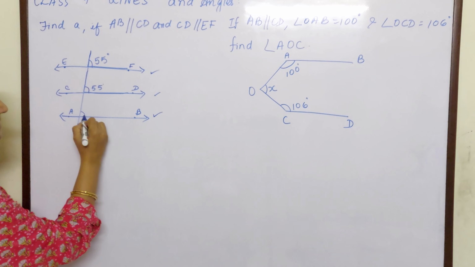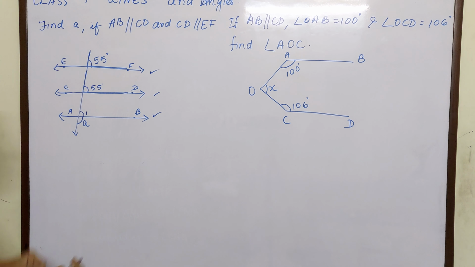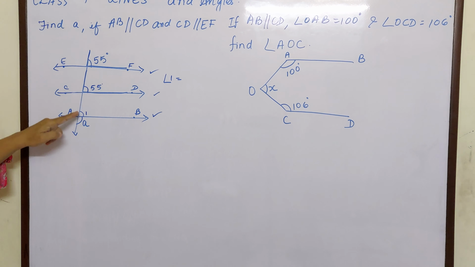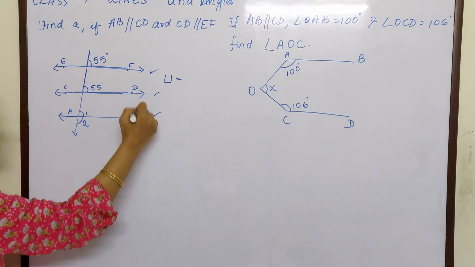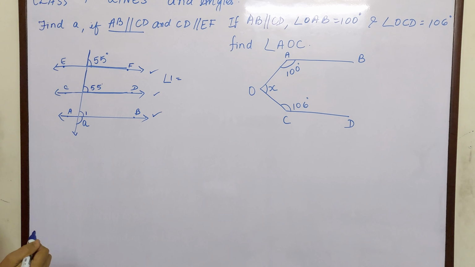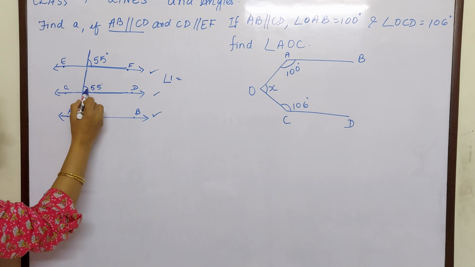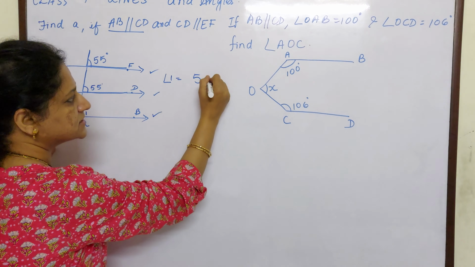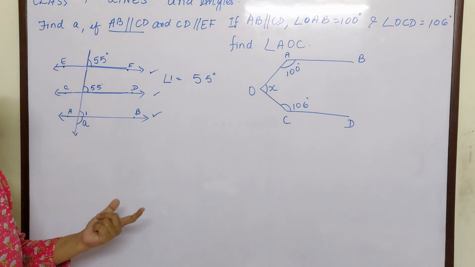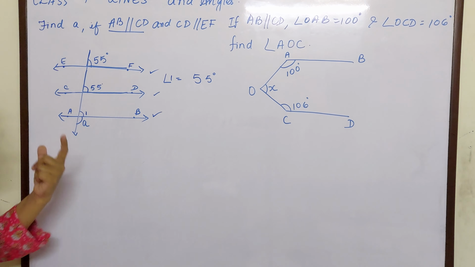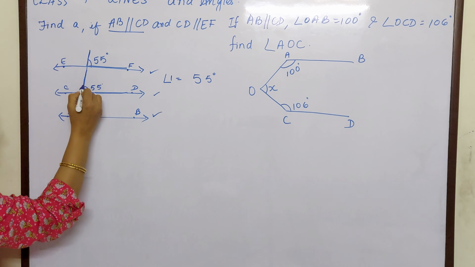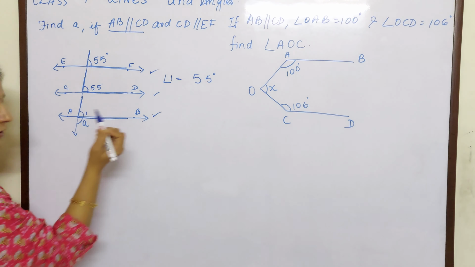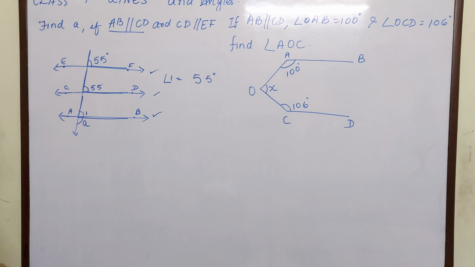Now let me mark this as angle 1 children. So what will be angle 1? If this is 55, what will be this? Because AB is parallel to CD. That is given. So what pattern is this 55 and angle 1? Yes, they are also corresponding angles because they are forming the same pattern, and corresponding angles in parallel lines are equal. See children how? Standing line going towards your right. So angle 1 is also 55.